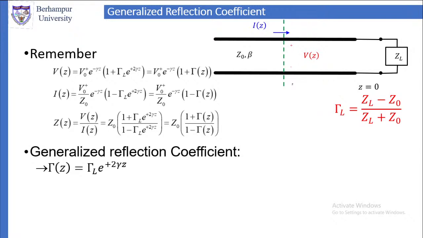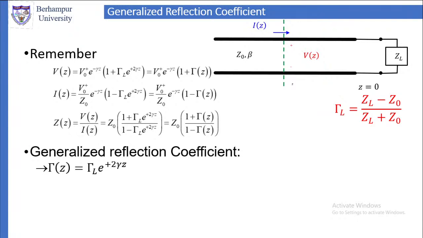Γ_L, as I told you, is V0- by V0+, or the reflected voltage by the incident voltage. That also can be written as (ZL - Z0) by (ZL + Z0). ZL is the load impedance, Z0 is the characteristic impedance of the transmission line. If you know the load impedance and characteristic impedance, we can find Γ_L using this formula. This we have already seen when we discussed transmission lines. Now this is the expression for V(z).